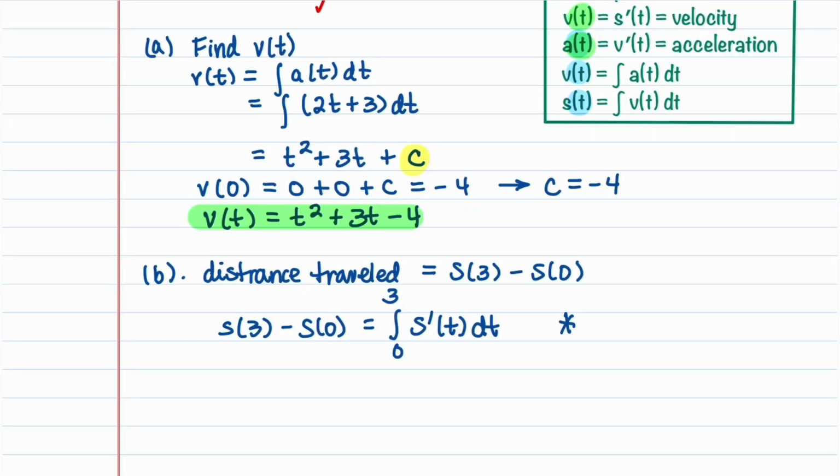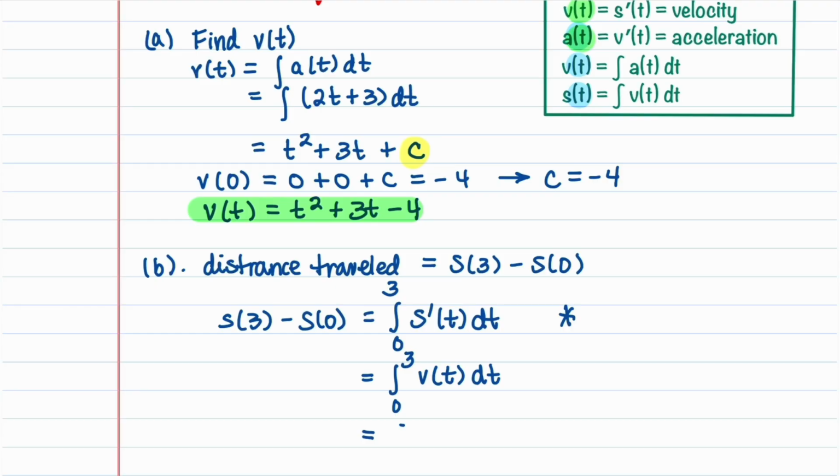The next thing we have to do is we have to realize that the derivative of position is our velocity. So s prime of t is v of t. And now we can just substitute in the v that we found in part A. So we're going to integrate from 0 to 3 of t squared plus 3t minus 4 dt.